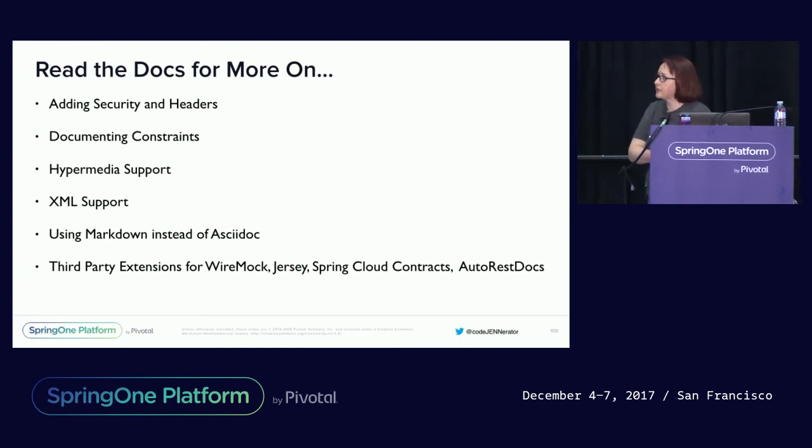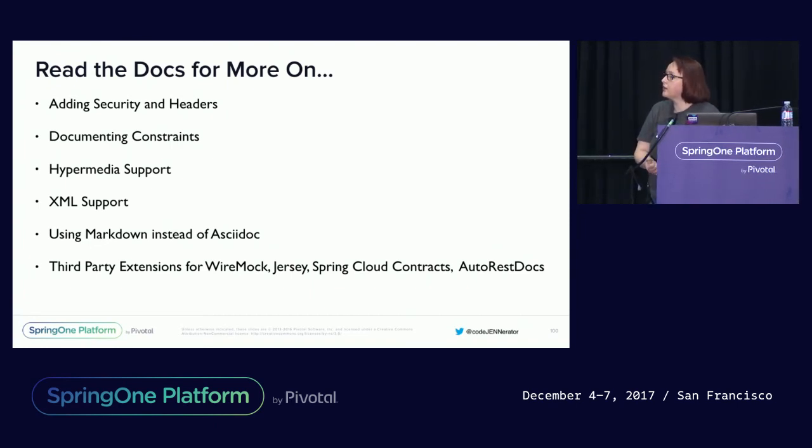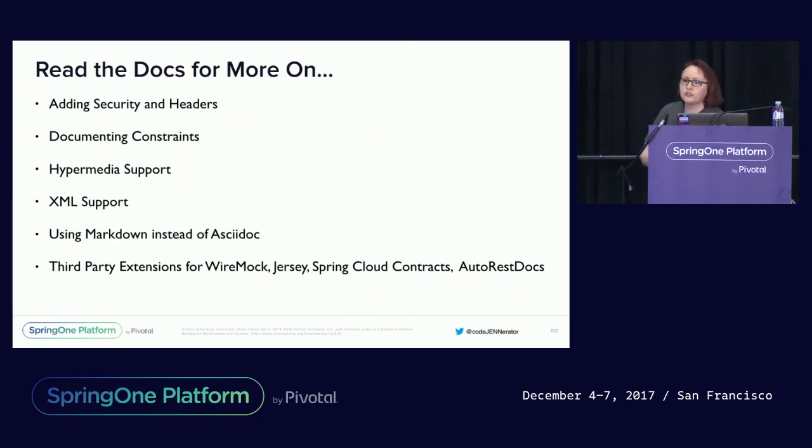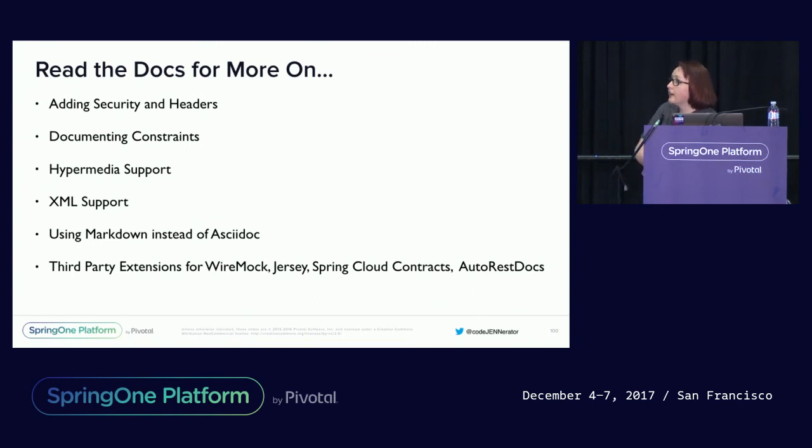This is, of course, just a basic Hello World example. There's information in the docs, which are great, of course, because it's a documentation tool, that go into how you add securities and headers. You can add constraints very similarly to the way that I did the optional template. I didn't touch on hypermedia support, but that's a very important part of this, of course, as well as using XML instead and Markdown. There's also a growing number of third-party extensions for this.